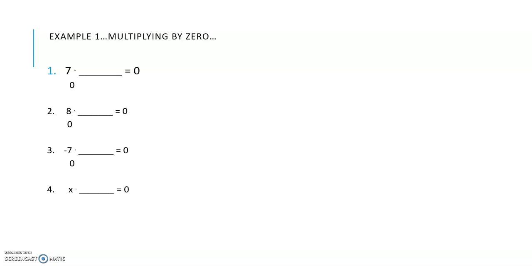X times what equals 0? 0. X minus 2 times what equals 0? 0. We're going to use this information to help us solve equations that equal 0.